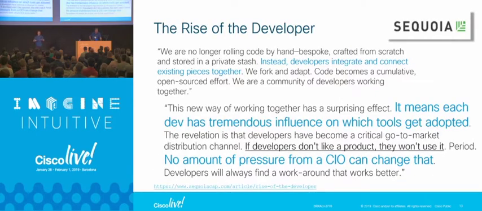I'm not going to read the whole quote to you. I'm just going to pick out the line that's underlined. It says, if developers don't like a product, they won't use it. And this is very, very true. Russ is laughing.